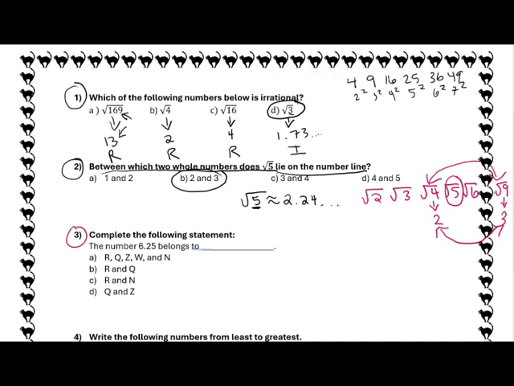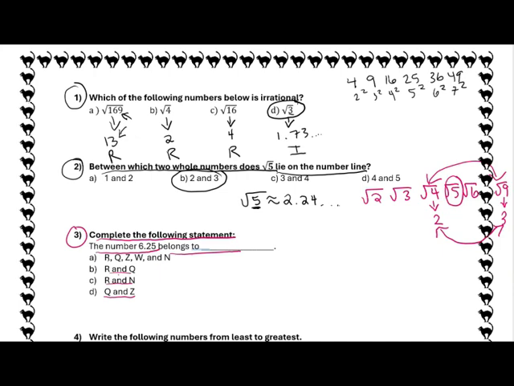Number 3, complete the following statement. The number 6.25 belongs to R, Q, Z, W, and N, R and Q, R and N, or Q and Z. Well, in order to understand this, you need to know what those letters stand for.